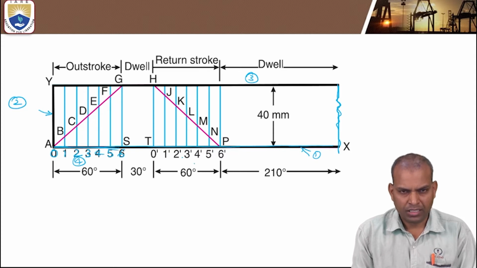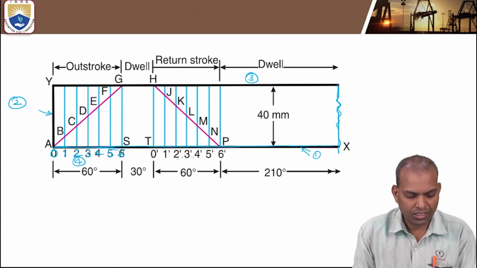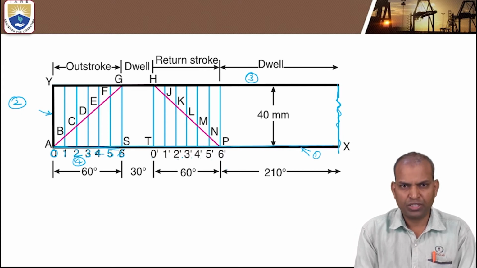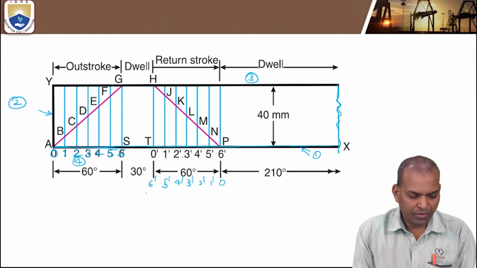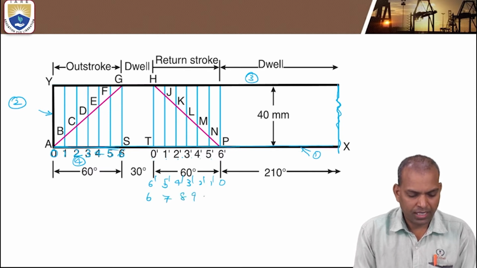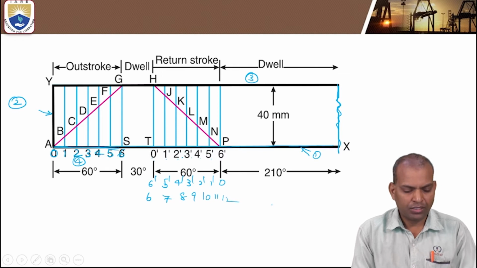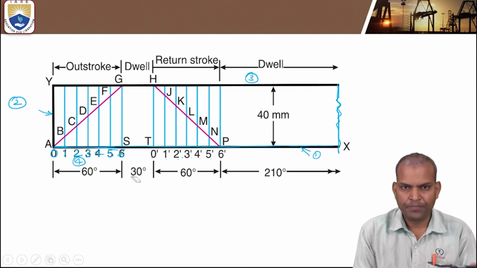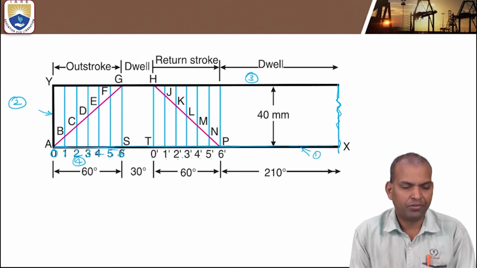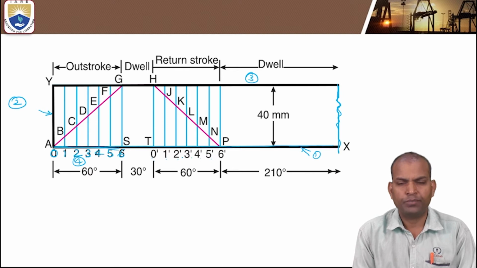You also divide the return stroke into equal number of parts. That is 0, dash, 1, dash, 2, dash, 3, dash, 4, dash, 5, dash, 6, dash. It depends upon you. Some other books follow 6 dash, 5 dash, 4 dash, 3 dash, 2 dash, 1 dash, 0. Some other books follow 6, 7, 8, 9, 10, 11, 12. It is up to you. But we should follow the notation, whatever notation it may be. The principle is that you have to divide into 6 equal parts.